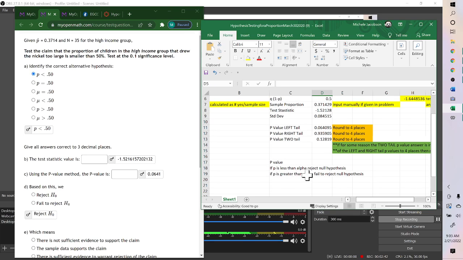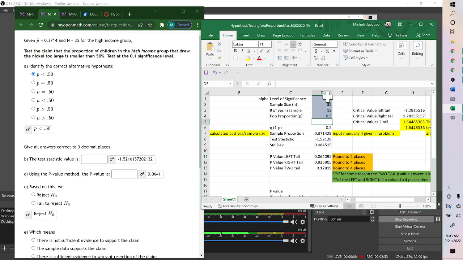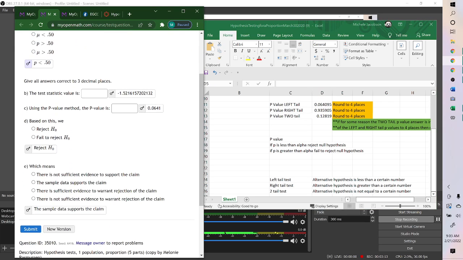If the p-value is less than alpha, remember alpha was 0.1. Where's alpha? Oh, there's alpha at the top, 0.1. And our p-value was 0.06, so the p-value is less than alpha. If the p-value is less than alpha, reject. And so we rejected the null hypothesis, which means the sample data supports the claim. Because we're rejecting the null, that means we're accepting the alternative, which was less than.